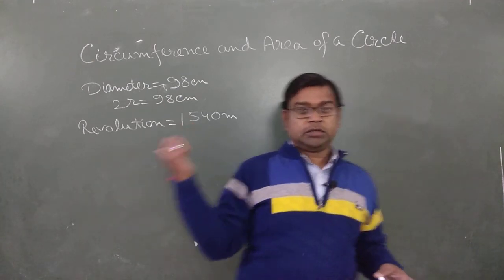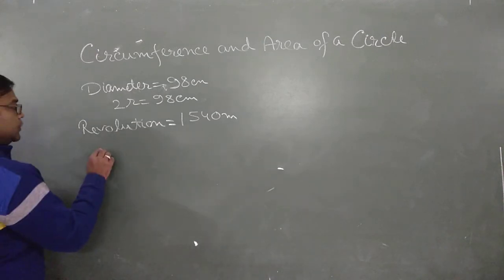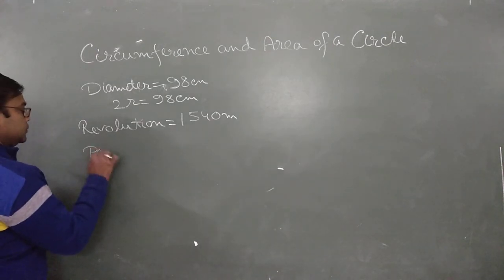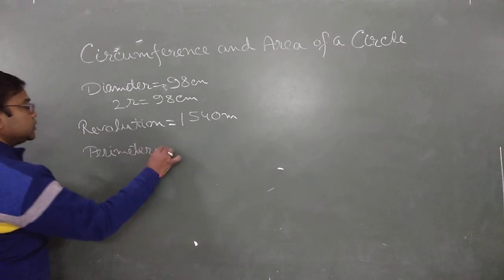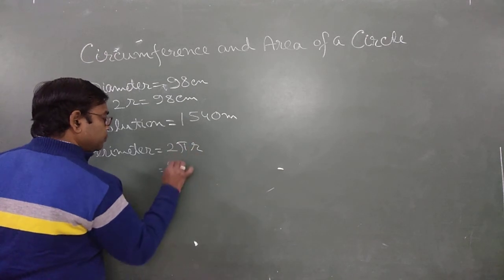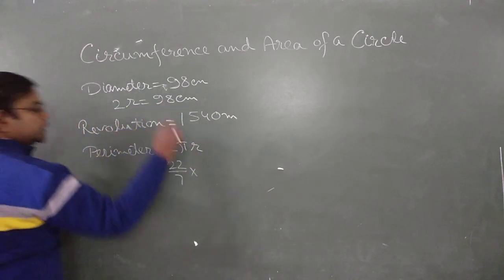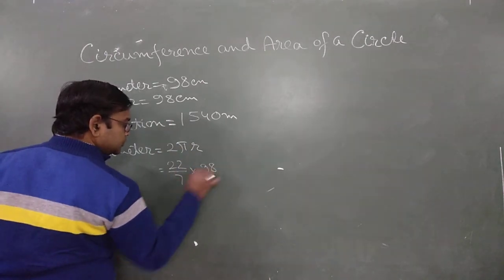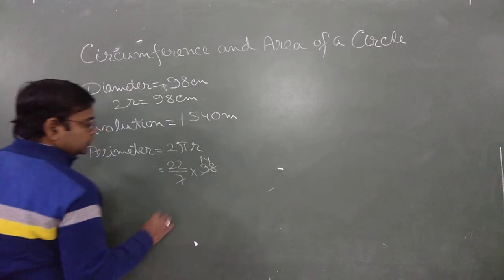So let's start to solve this one. First, perimeter equals 2 pi r, where pi equals 22 upon 7 and this 2 into r is 98. 14.